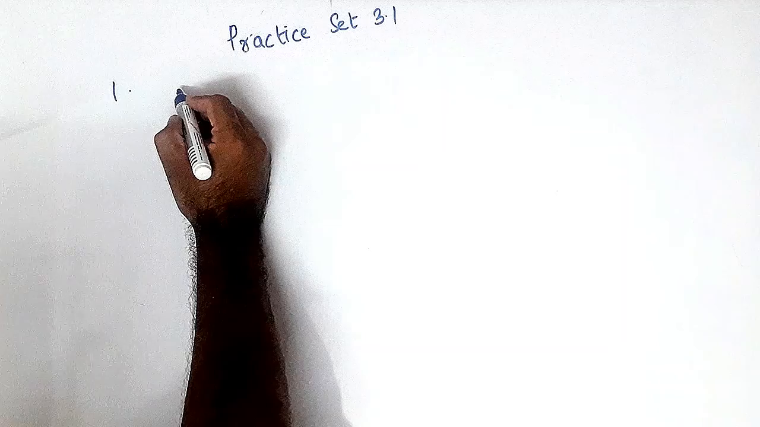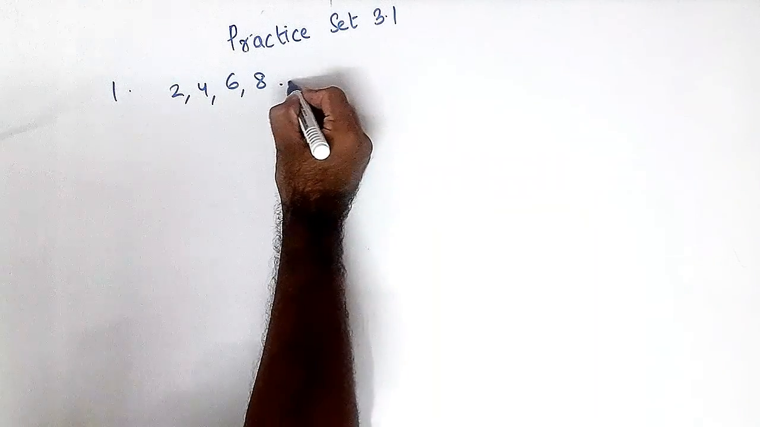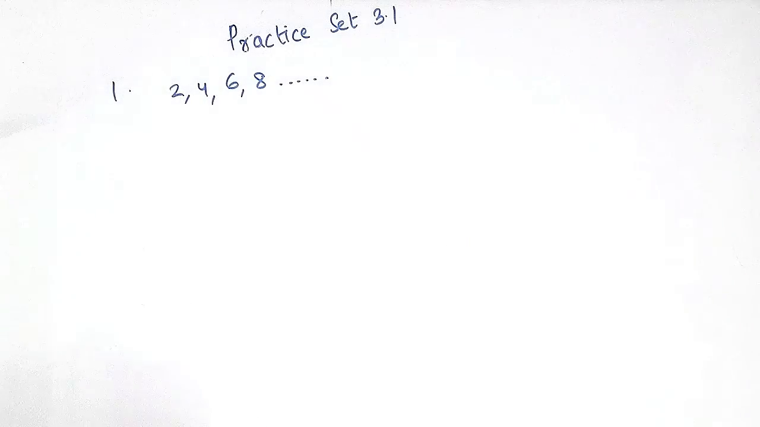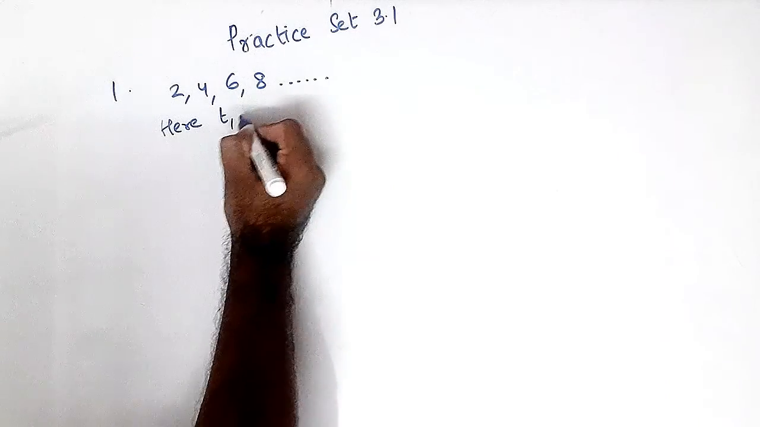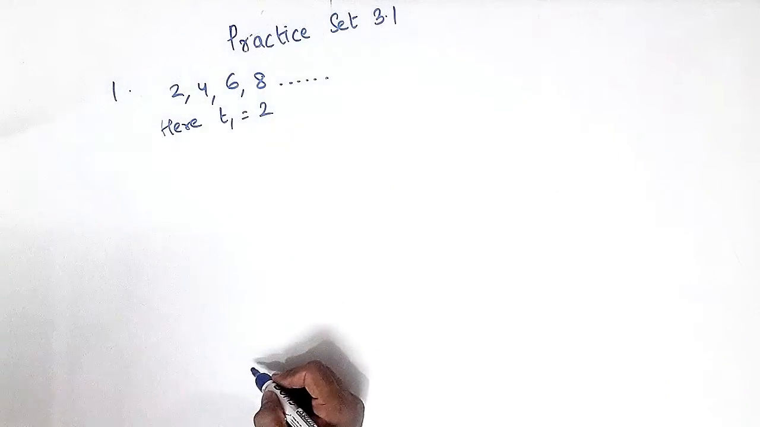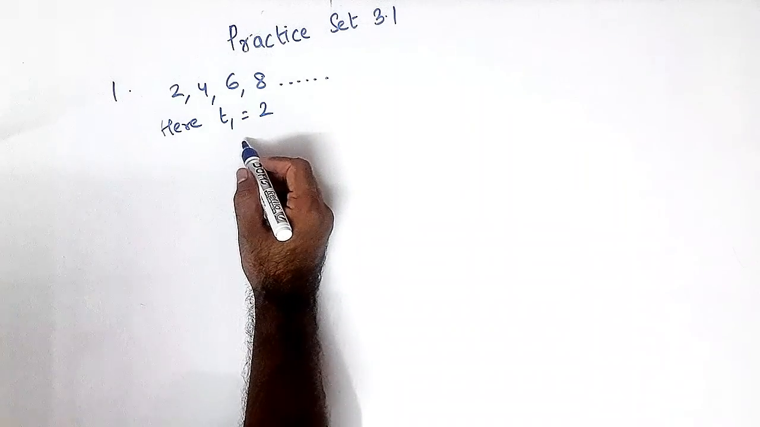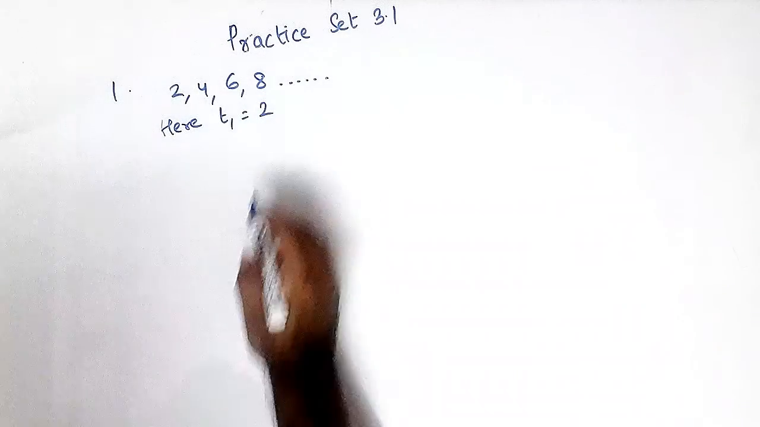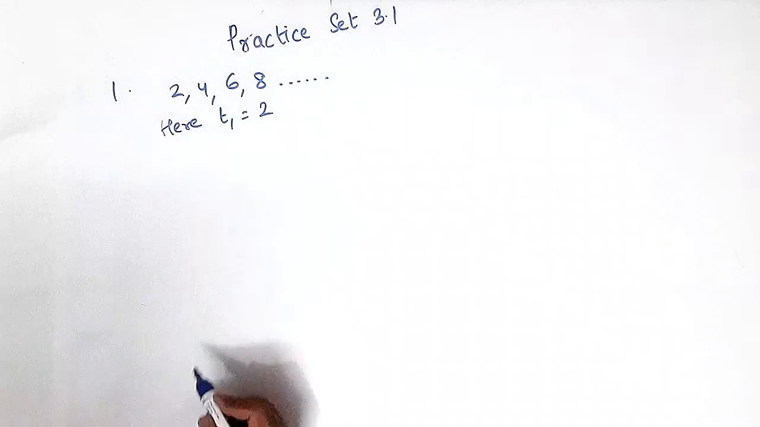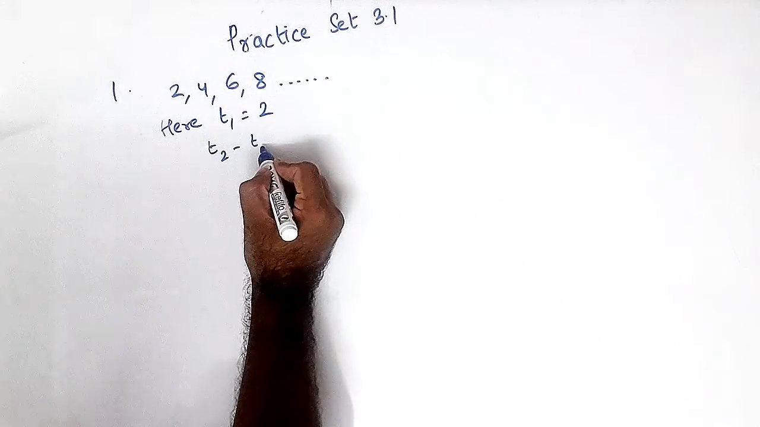The first one says which of the following is an AP. If they are AP, find the common difference. So first one given is 2, 4, 6, 8. Very easy. I'll say here T1 equals 2, then T2 will be 4, and so on. This is T3, this is T4. Let us see what is the difference.